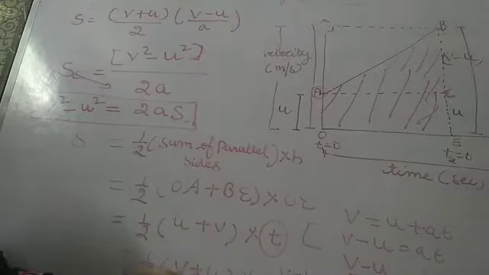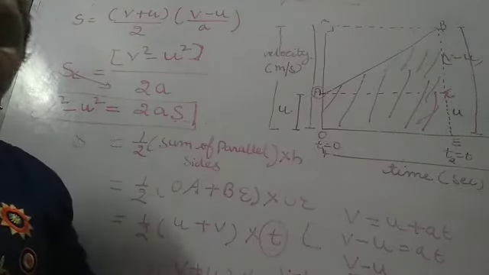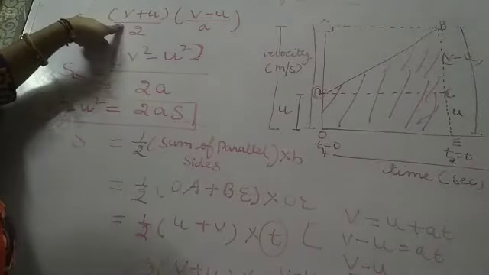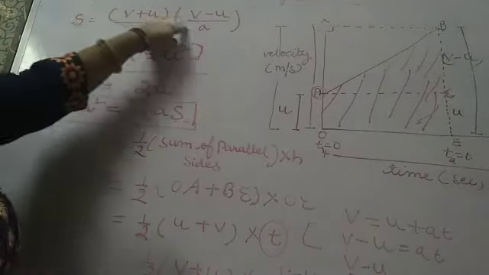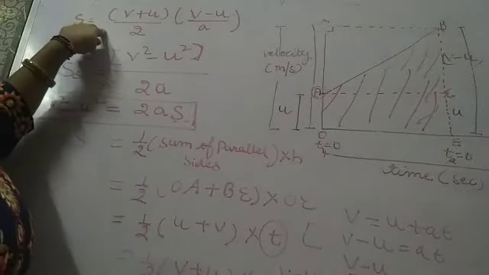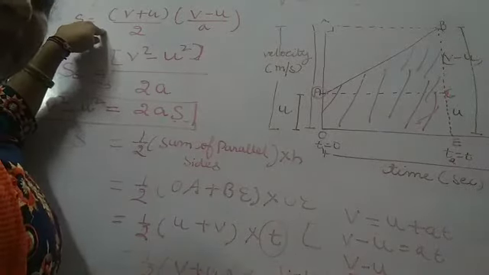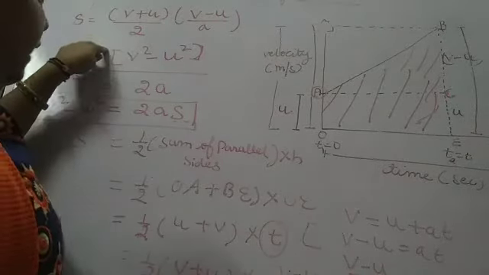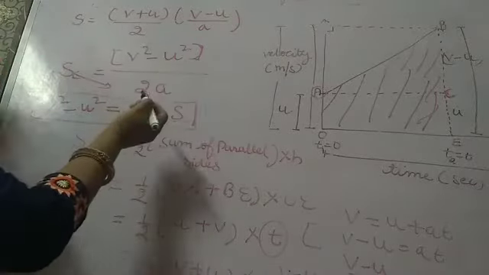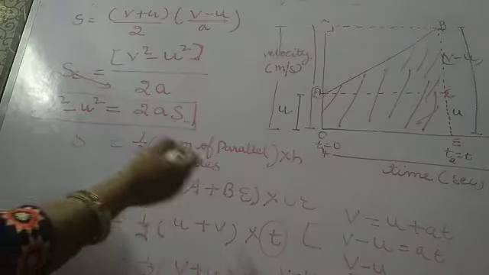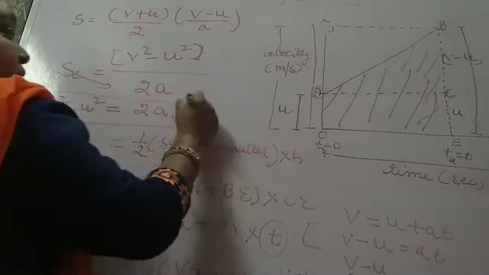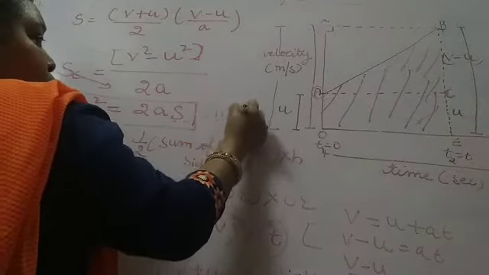Then it will become V plus U upon 2 and V minus U upon A. Again, I have taken the value upside. Then this will become the form of A plus B and A minus B. And I know that A plus B times A minus B is A square minus B square. And here it will be V square minus U square. Again 2A will come downside. And when I cross multiply, it will become V square minus U square is equal to 2AS. And this is the third equation of motion.